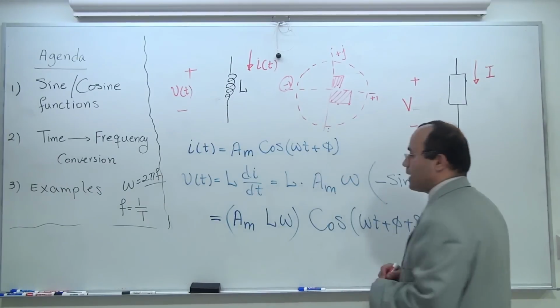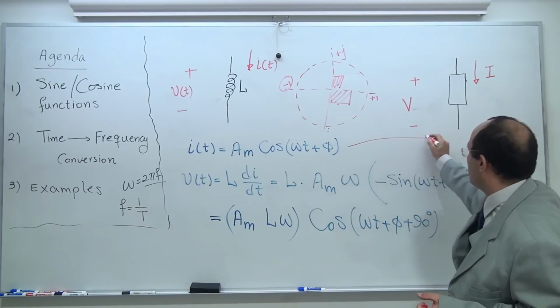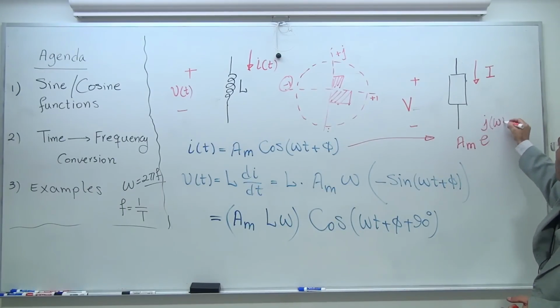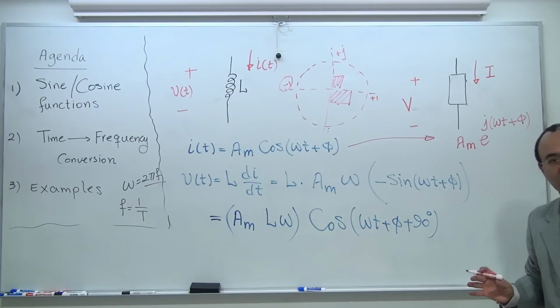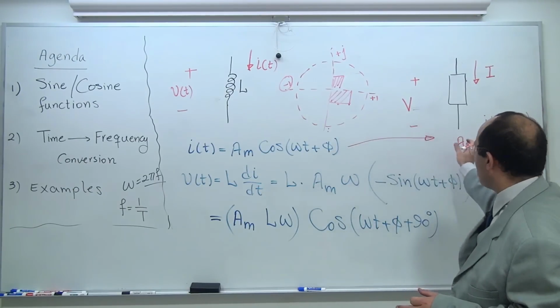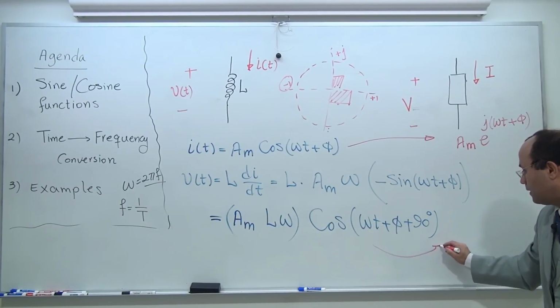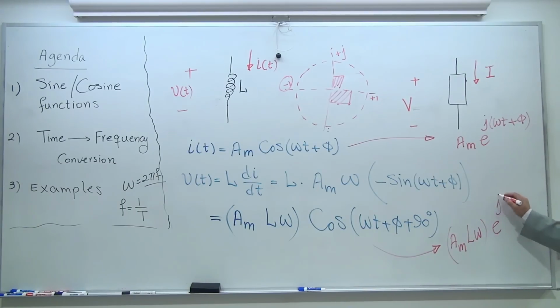What is in frequency domain? According to the agreement we had, the deal we had together, take this into the frequency domain. That's going to be Am e to the power of j omega t plus phi. Again, the real part is part of the transformation. I ignore it, but I'm going to bring it back in at the last part. If you take this into the frequency domain, what do you get? You get Am L omega e to the power of j omega t plus phi plus 90 degrees.